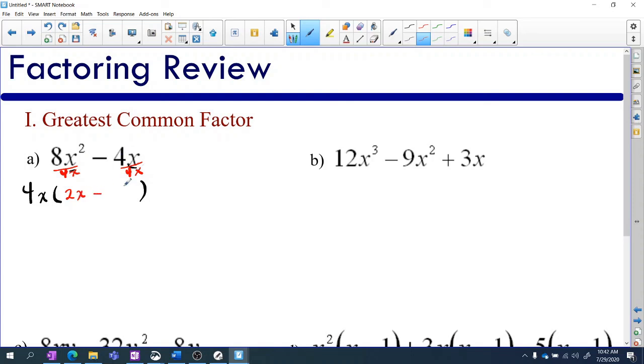4x divided by 4x. Now sometimes students say, oh, you don't have to put anything. They crossed each other out. No, you have to put a 1. When you divide those out, you get a 1. As a quick check to see if you did it right, now you have accomplished the goal of factoring.